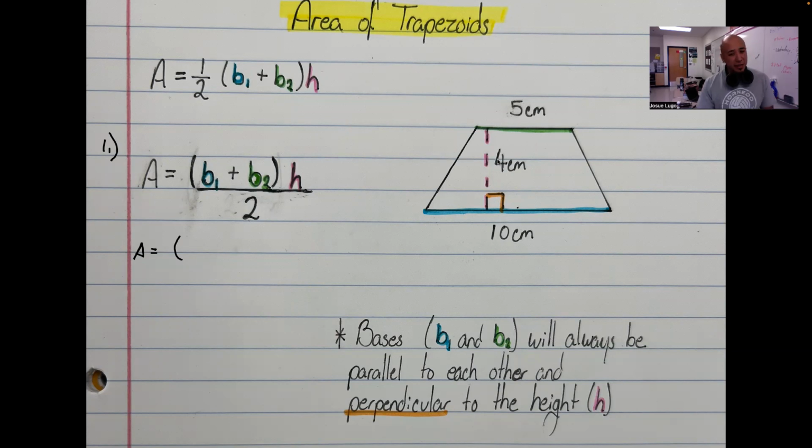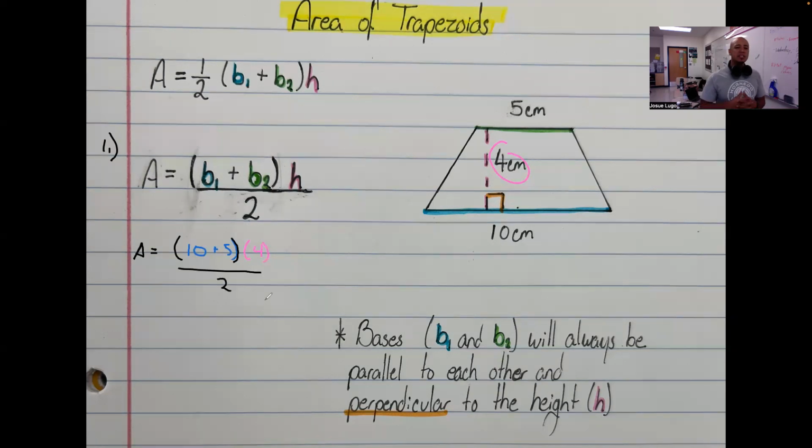Ladies and gentlemen, it doesn't matter, because we're going to add them together. It doesn't matter if you add 5 plus 10 or 10 plus 5. As long as you know what the bases are, it doesn't matter which you put first. So I'm going to put 10 plus 5. Yes, you could also have 5 plus 10. And we're going to multiply that times the height. And again, the height is 4. So times 4. And then at the end of it all, we're going to divide by 2.